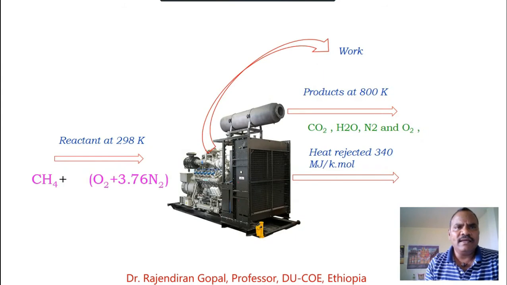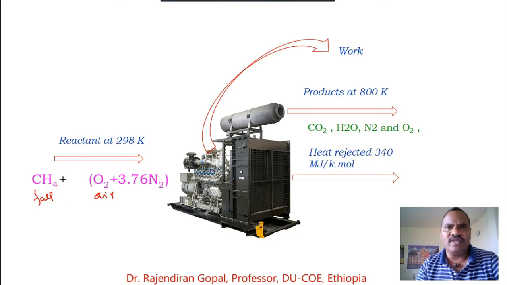Here, this is the engine, the reactants at 298 Kelvin. What are the reactants? Fuel plus air. The engine is supposed to produce work. The products are at 800 Kelvin. These products are CO2, H2O, N2 and O2. In addition to that, they have given heat rejected 340 megajoule per kilomole of fuel.